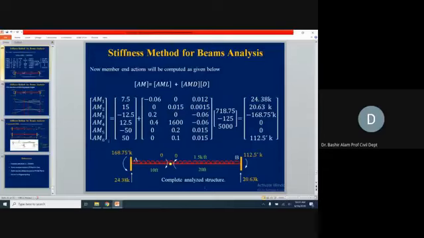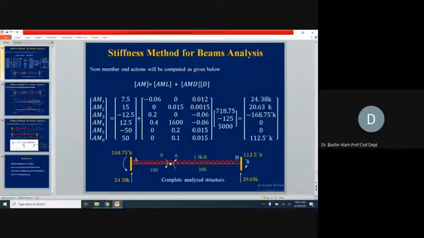The rest is a simple mathematical operation. Find the product of this, add this with this one, and you find all the member end actions. And you see here AM4 and AM5 are becoming equal to 0 and 0. This is the reaction. So AM3, we assumed in the clockwise direction, but it is coming in the counterclockwise direction, so we put it in the counterclockwise direction.